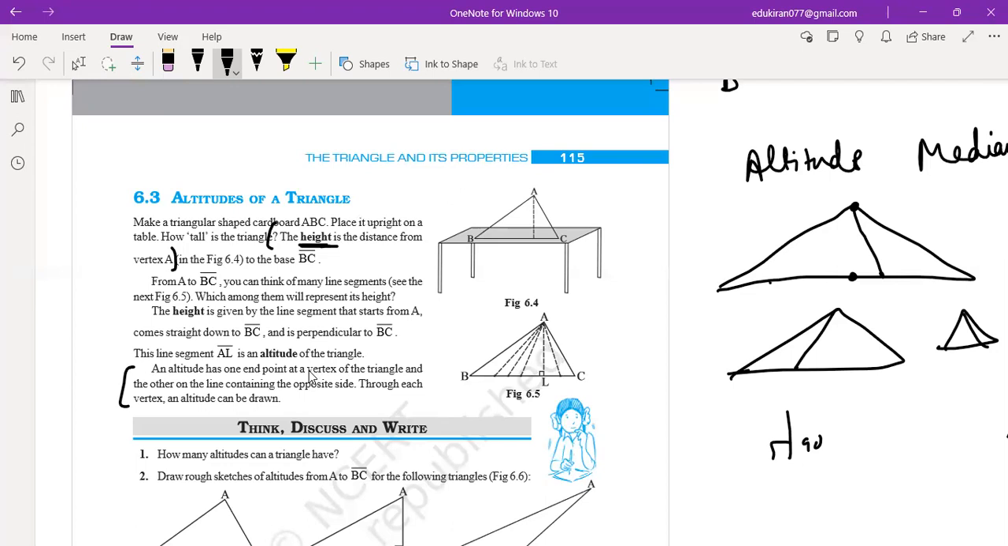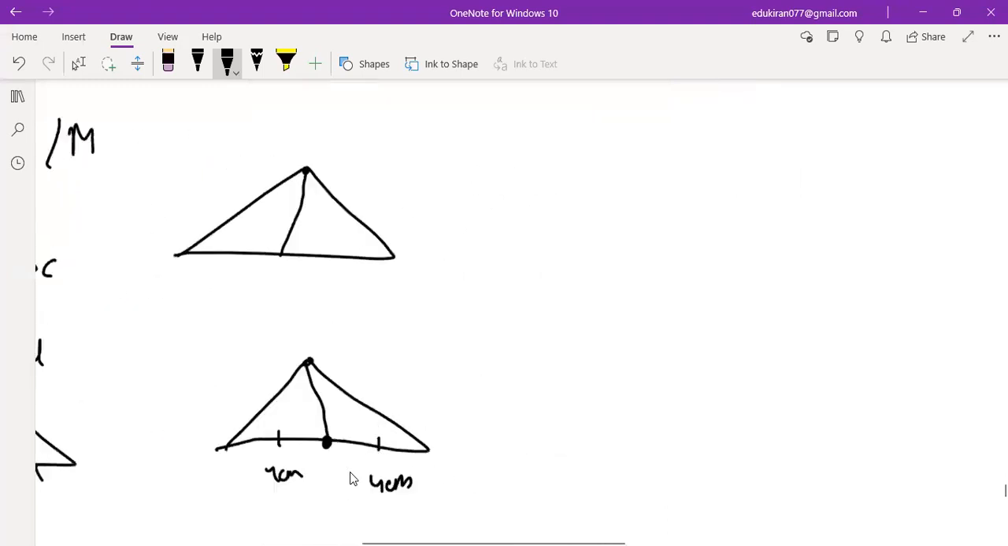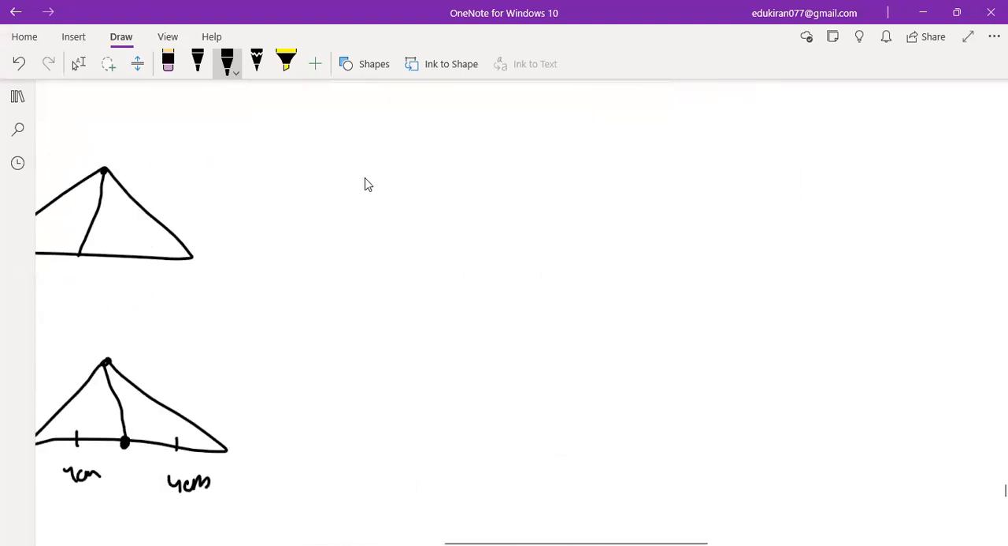Quickly, write it. So, height. Okay, wait a minute. Median we have already done. I am writing here so that you can write it along. Altitude, I will write. I'm just writing a good definition over here. You can copy this.